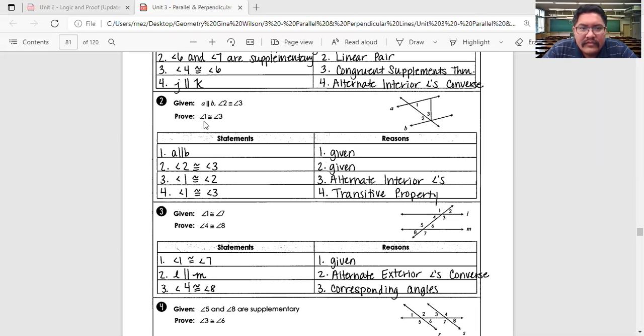We want to prove that angle 1 and angle 3 are the same. So how do we prove that? Well, angle 1 and angle 2 are the same because we know A and B are parallel, and this would act as a transversal. That would mean that 1 and 2 would be alternate interior angles. Interior means they're both on the inside of these parallel lines, and alternate means they're on different sides of the transversal.